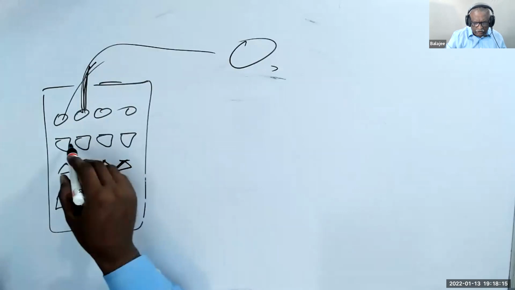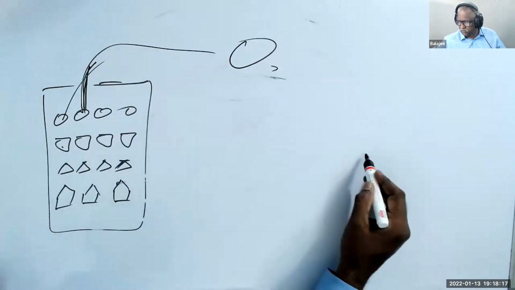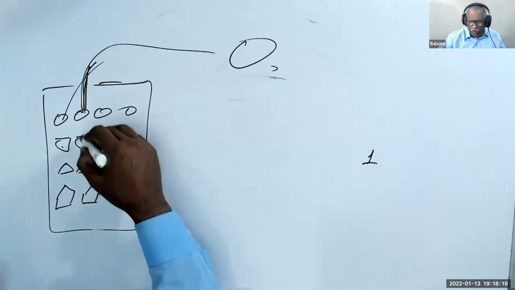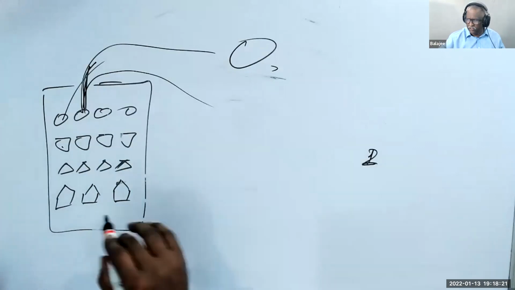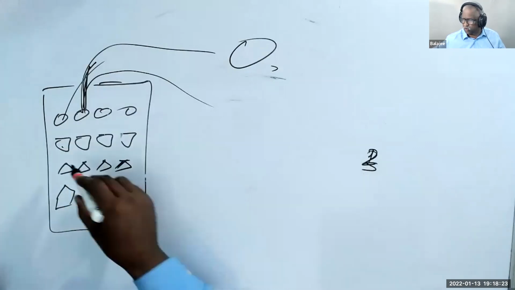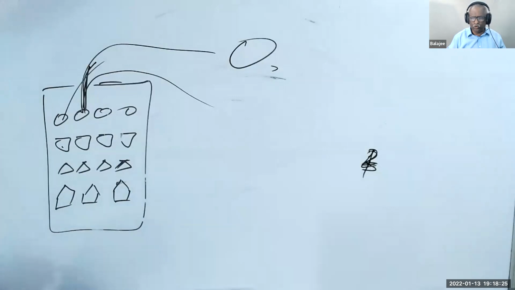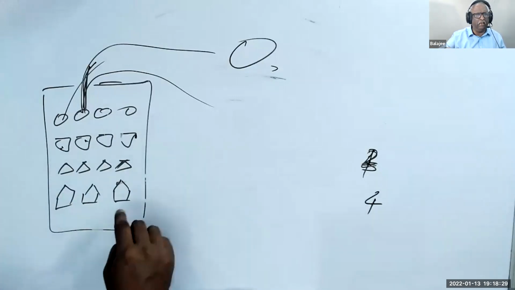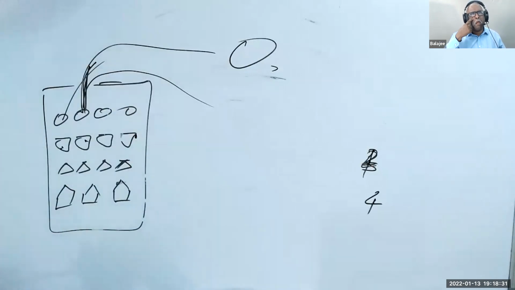The moment it gets a square, it will say 1. Then next time it gets a square, it says 2. Then 3. Then 4. Then fine. So I get the answer 4 because there are 4 squares. I will continue till the last box. Am I right? This is what we do in a loop.